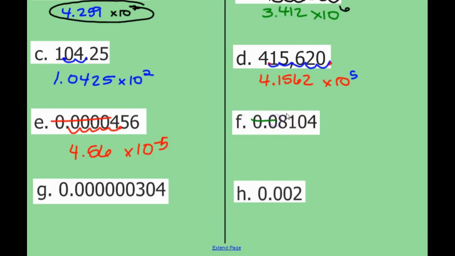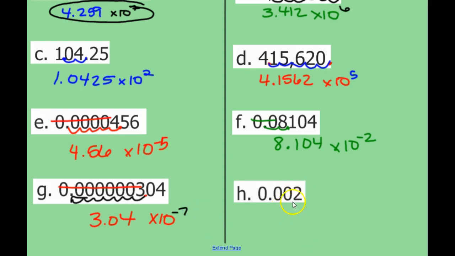Same thing here, we don't need the zeros in the front. We have 8.104, which would be a number between 1 and 10. So we need to divide by 10, 1, 2 times. So it's a negative 2. All right, next, again, ignore all the zeros in the front. We have 3.04. We would need to divide by 10 how many times? Well, 1, 2, 3, 4, 5, 6, and 7. So negative 7.